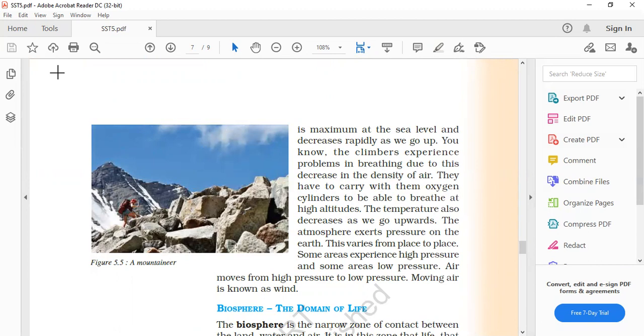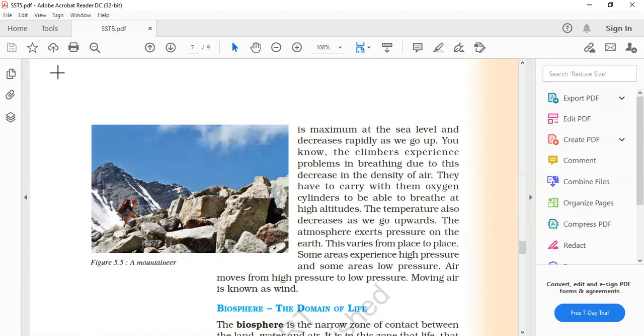They have to carry an oxygen cylinder with them to be able to breathe at high altitudes, and the temperature also decreases as we go upwards. The temperature exerts pressure on the earth and varies from place to place. So some areas experience high pressure and some areas low pressure, and air moves from high pressure to low pressure. Underline especially this line, that air moves from high pressure to low pressure, and moving air is known as wind. So what is wind? Moving air is known as wind.